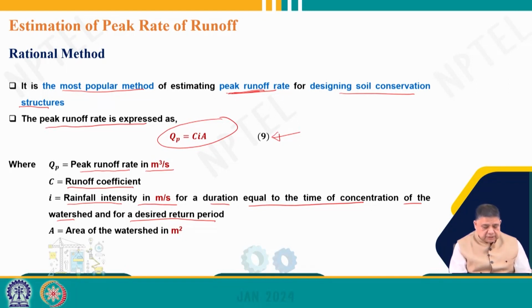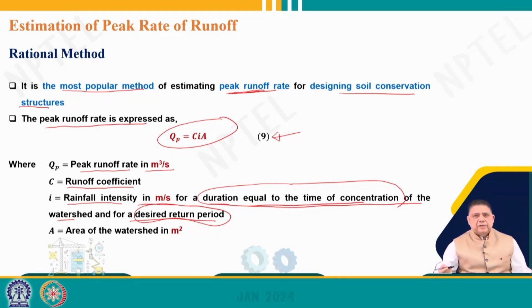The intensity definition is very specific and it has to always be kept in mind while using the rational method, that this rainfall intensity should have a duration equal to the time of concentration of the watershed. That is an important condition, and of course, for the desired frequency or return period which we discussed, depending on the life of the structure we decide what frequency or probability to use. That decision has to be made. And A is the area of the watershed in square meter.